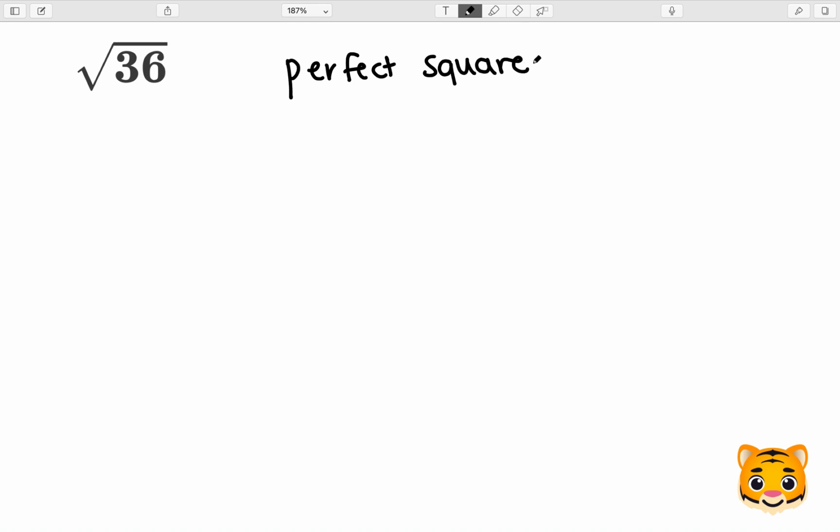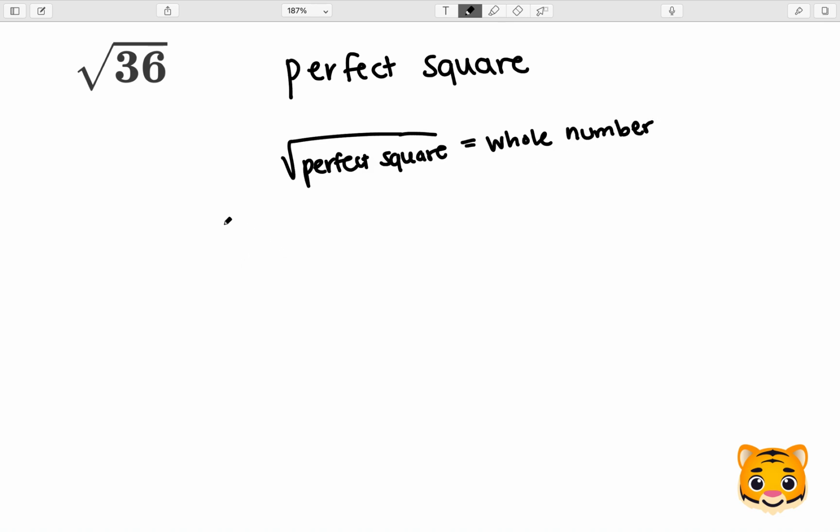A perfect square is a value where you take the square root and you get a whole number. So the square root of a perfect square, such as 36, will equal a whole number. Some examples of perfect squares include 4, 9, 16, 25, 36, 49, and on and on.